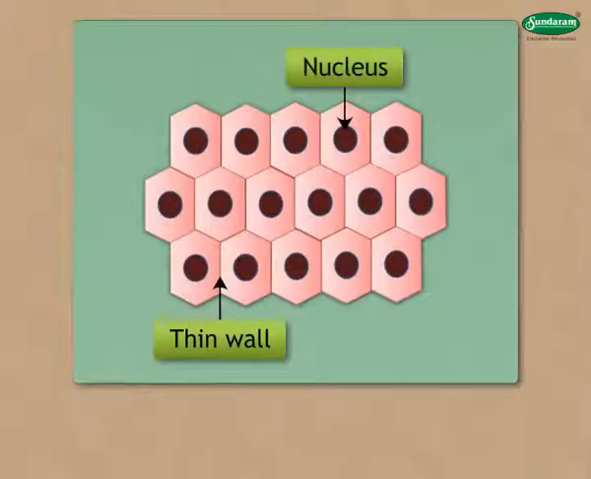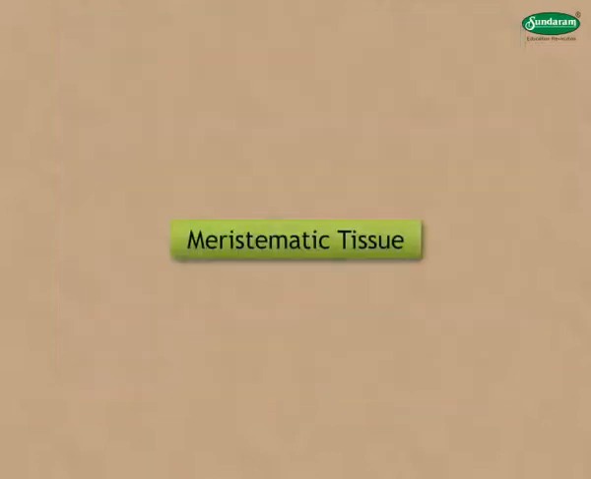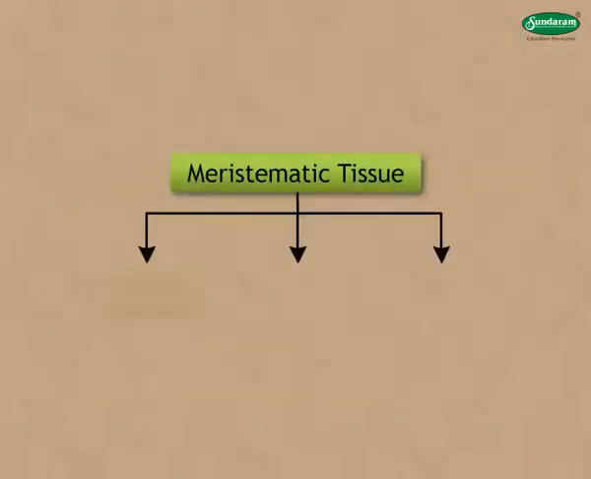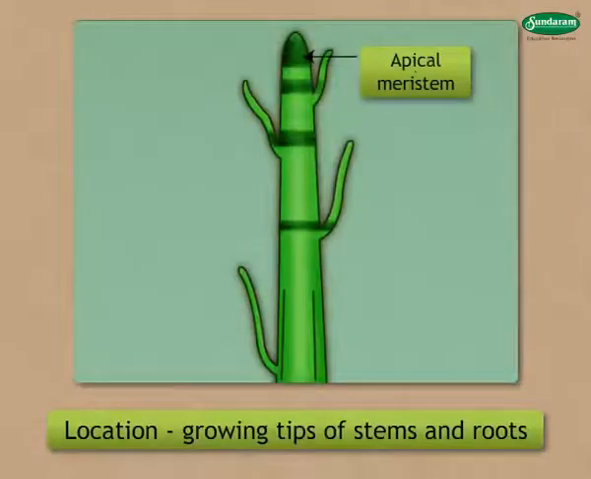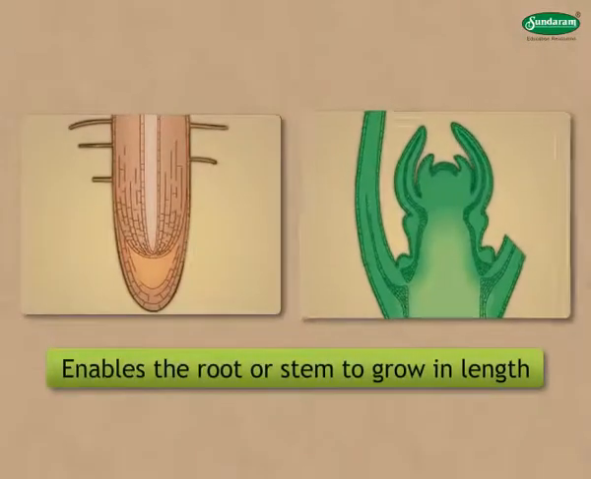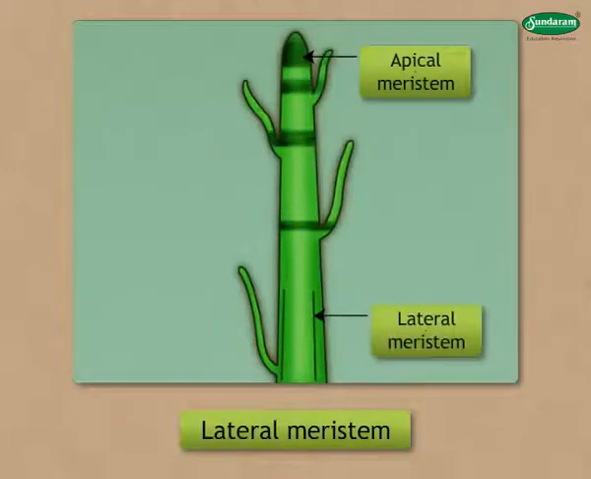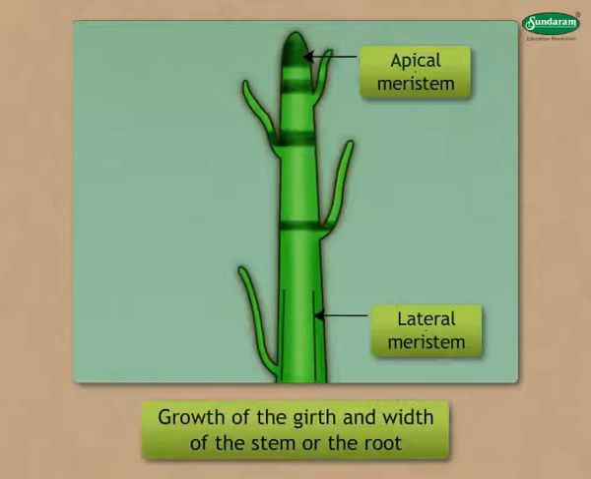Depending upon the region where they are situated, meristematic tissues are classified as apical meristems, lateral meristems and intercalary meristem. Apical meristem is located at the growing tips of stems and roots. It enables the root or stem to grow in length. Lateral meristem is also called cambium. The girth and width of the stem or the root increases due to lateral meristems.